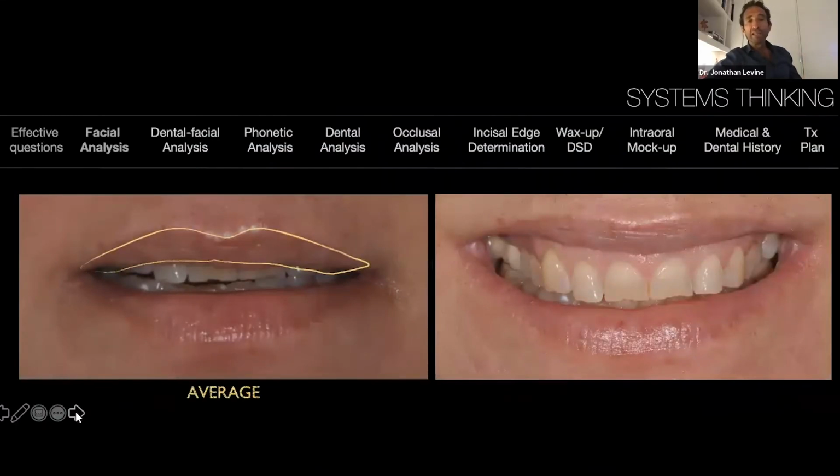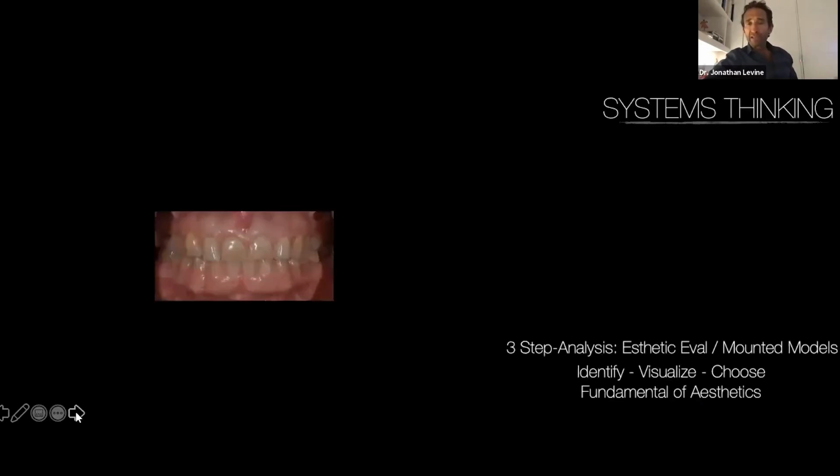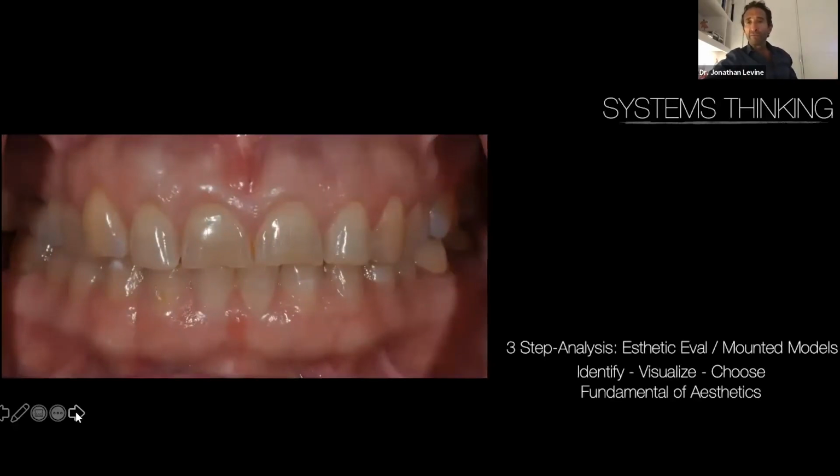So let's take a look at the lips. It's average on the upper lip. The lower lip is full, looks great. You can see the exposure with the incisal ledge. You can see the amount of wear, and you can see a very high smile. All right, so we're starting to develop our thinking. We're going through our analysis. And basically, the fundamentals of aesthetics is our foundation. Understanding our fundamentals of aesthetics allows us to identify and visualize and choose. And the combination of the facial surface, the phonetic edge, and the palatal surface for occlusion all comes together here.